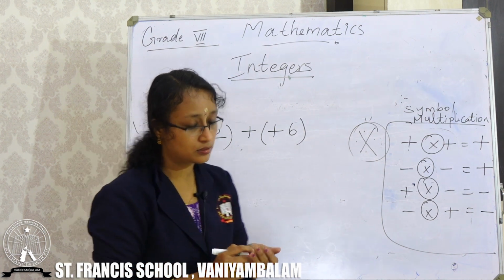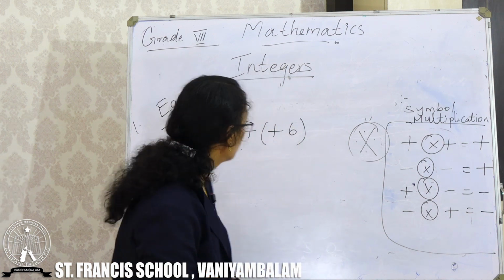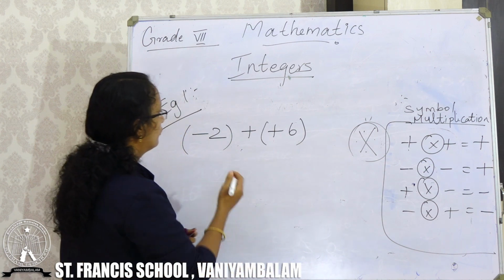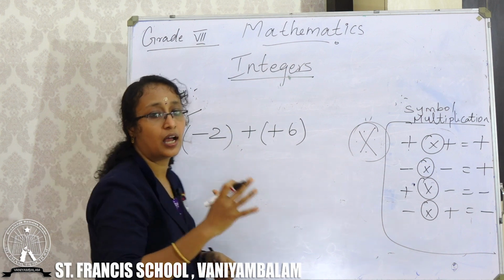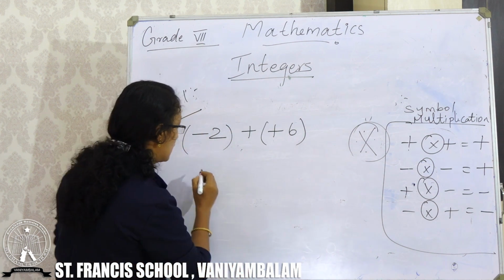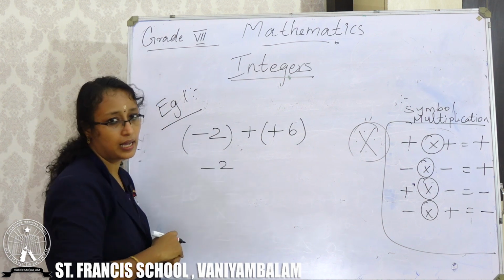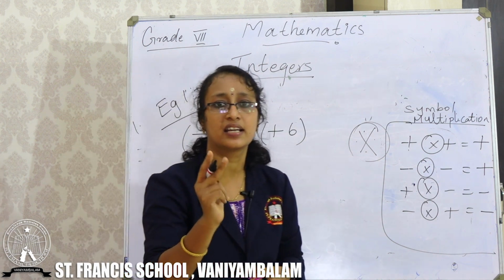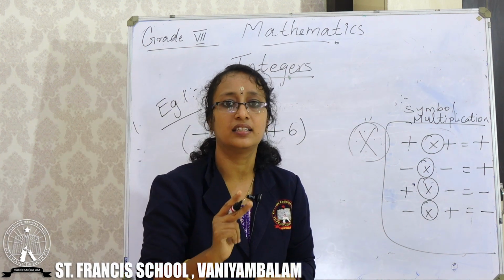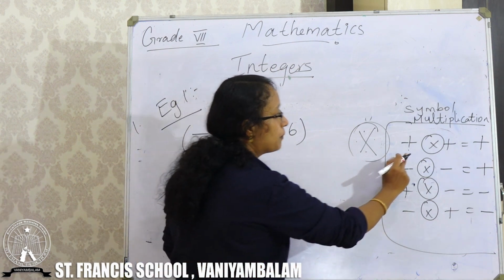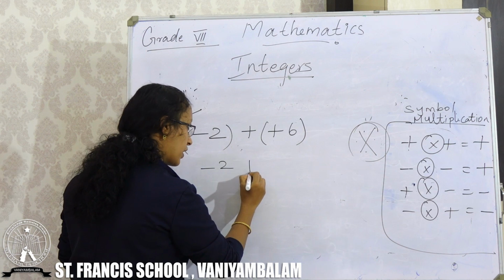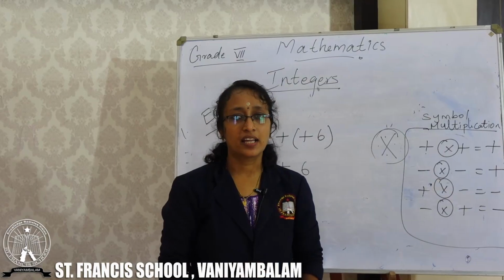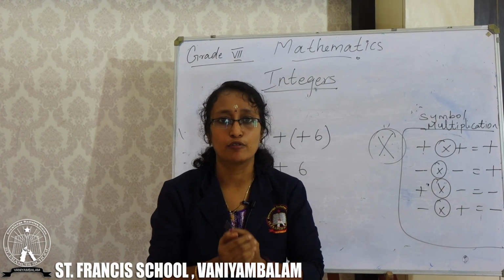How will you do it? Here, first you have to remove the brackets, that is our aim. So minus 2 as it is. Next, plus and plus, both the symbols are near each other. If two symbols are near each other, then they are in multiplication. So plus into plus is plus. So write the positive sign and 6.